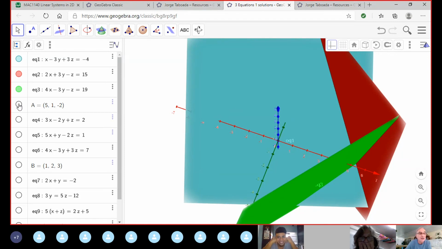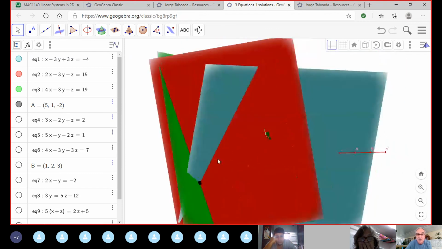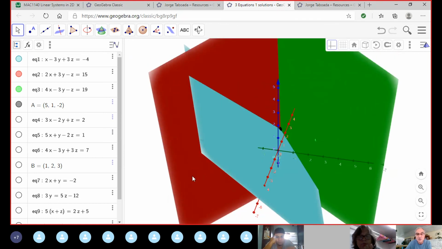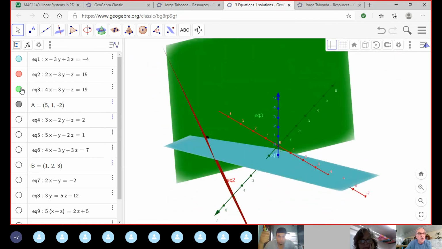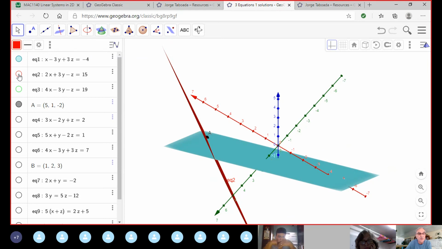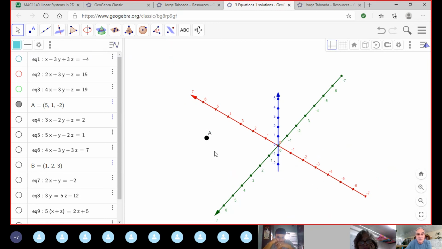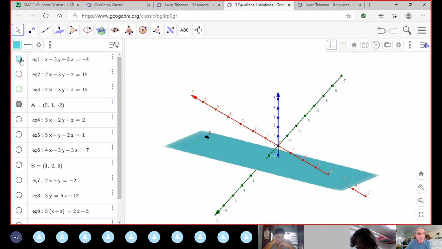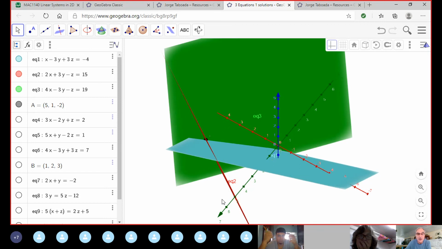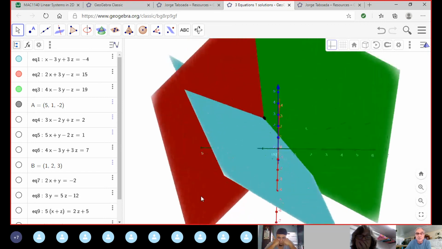Look at that. The solution is the point 5, 1, negative 2, which is the point shown in black color. Do you see the solution point? Let me show you. Suppose I remove green, remove this, and remove that. This is the solution, the point A, 5, 1, negative 2. It was the intersection of the first plane, the second plane, and the third plane. The common point between those planes is the solution.